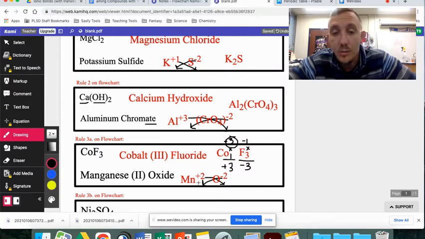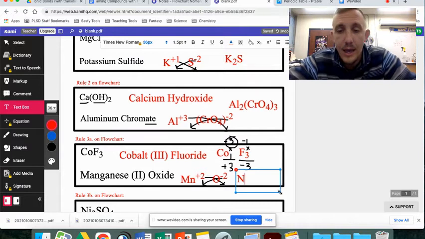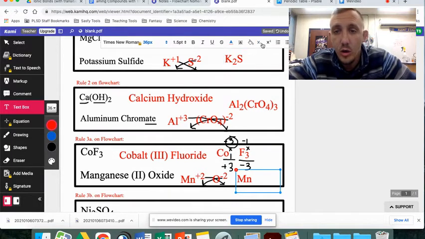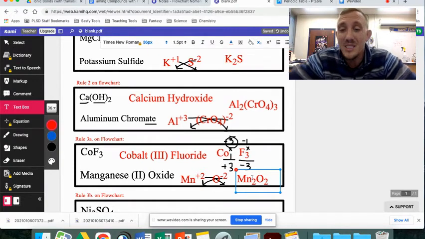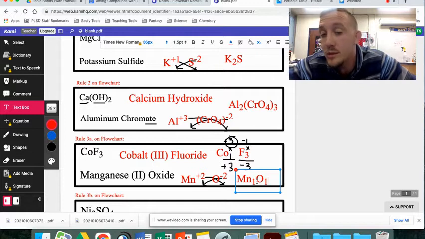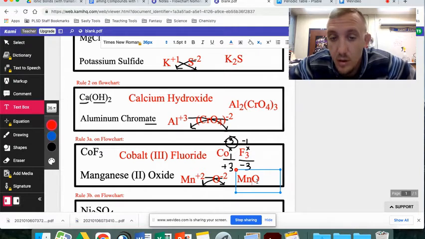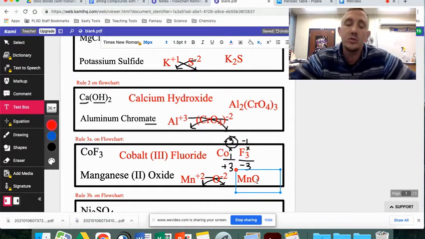So I'm going to get Mn2O2, and it can be reduced. The problem is both of these can be reduced by 2. So it's going to be Mn1O1, which we know we don't have to write those ones. So it's just going to be MnO, manganese oxide. If those numbers can reduce, always reduce them.